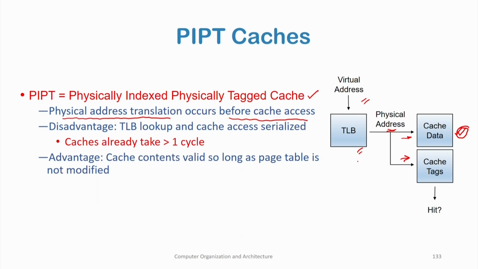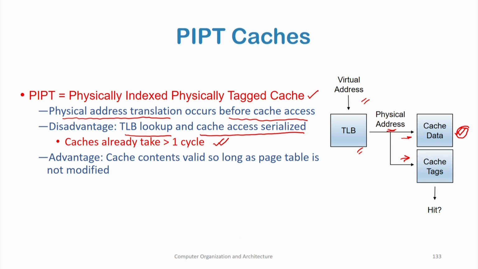So, this is the disadvantage. TLB lookup and cache access get serialized, and the cache access takes greater than one cycle time, and it may take multiple cycles, because if there is a TLB miss, I need to go into the main memory, assuming that the page table is stored in main memory in this architecture. So, I have to go to the main memory, bring back the page table entry, fill the TLB, and then access again, get the physical address, and then go into the cache.